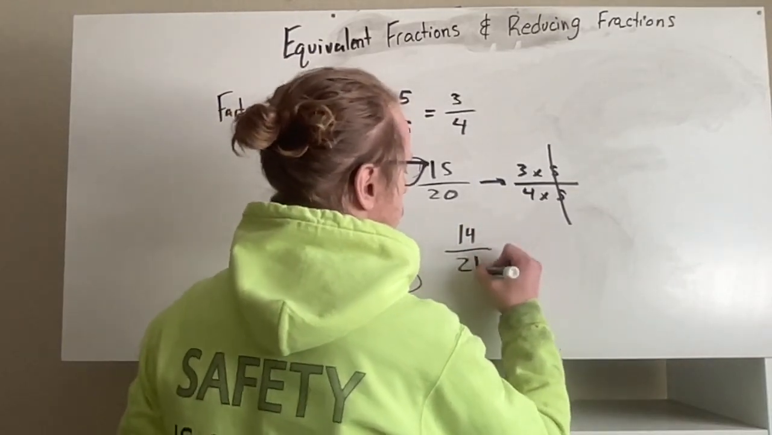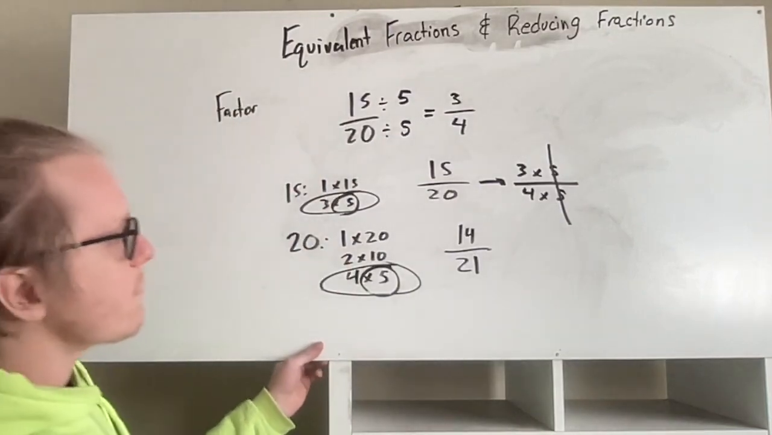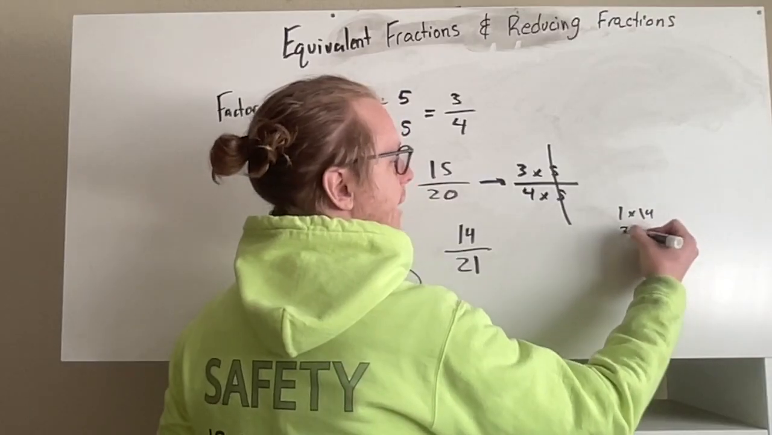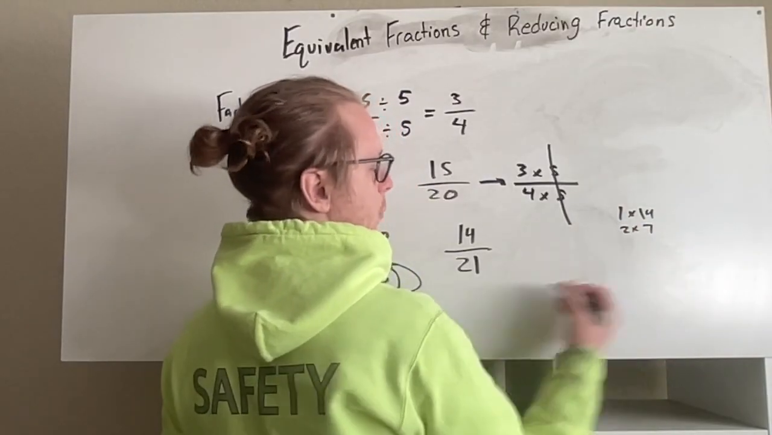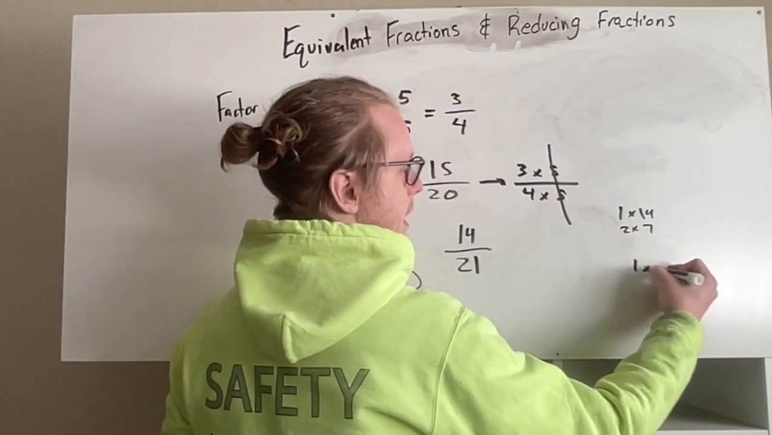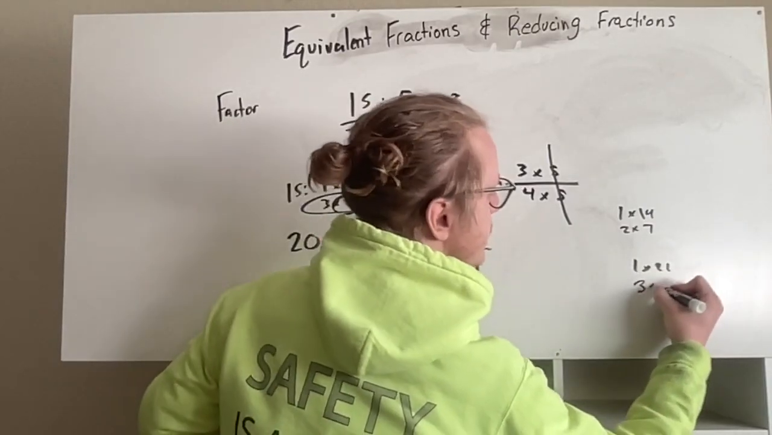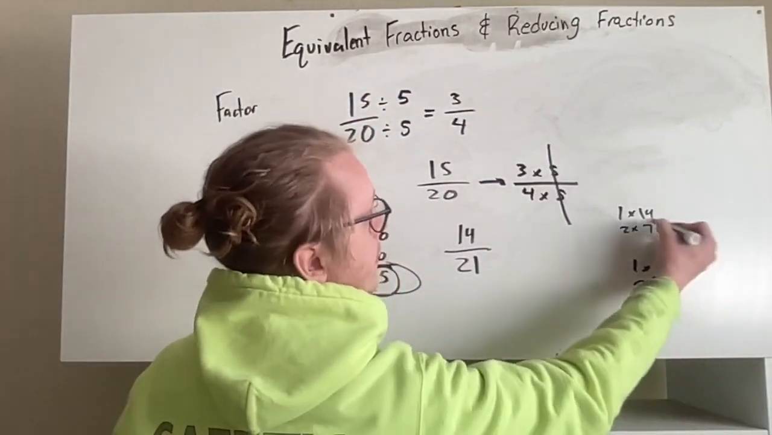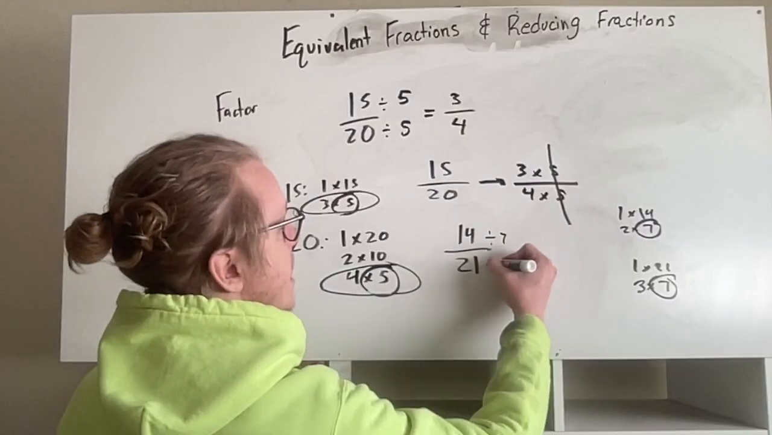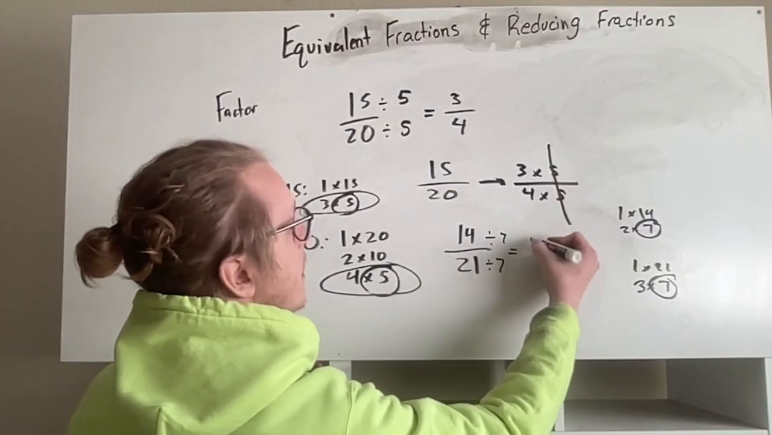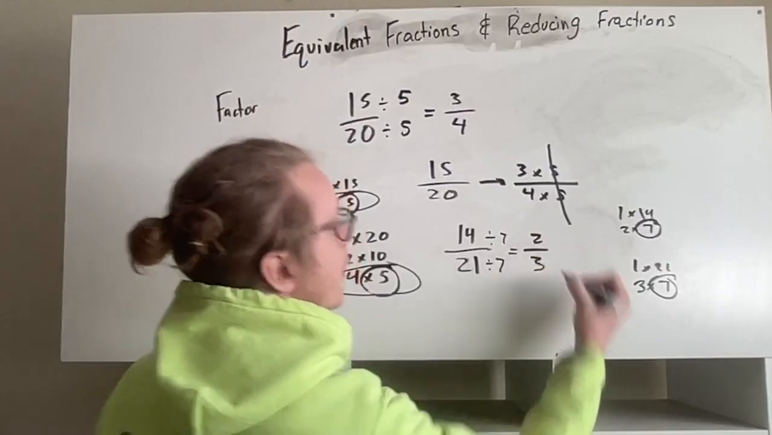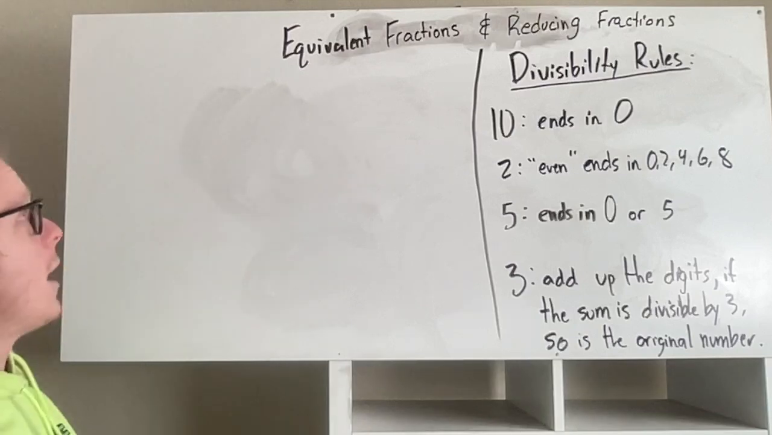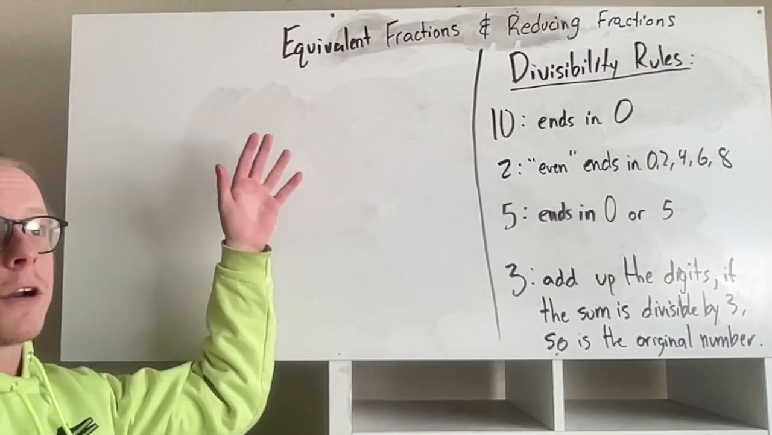So let's try another example. 14 over 21. Well, what are the factors of 14? We have 1 times 14 and 2 times 7. And what about for 21? 1 times 21 and 3 times 7. Do we see that common factor? 7. So let's divide by 7, divide by 7, and we get 2/3.